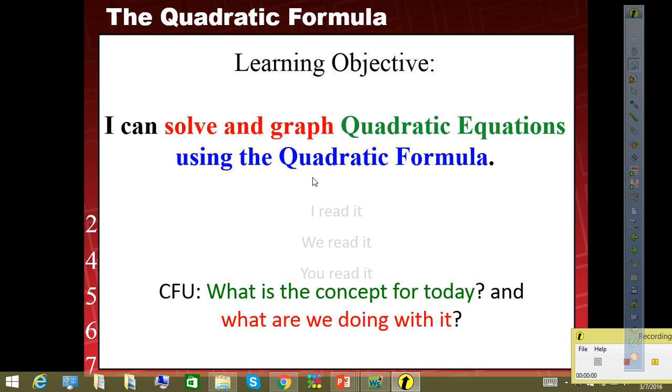For today, I can solve and graph quadratic equations using the quadratic formula. Read together, 1, 2, 3. I can solve and graph quadratic equations using the quadratic formula.